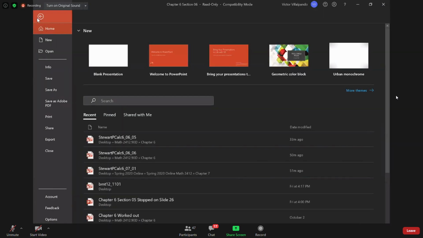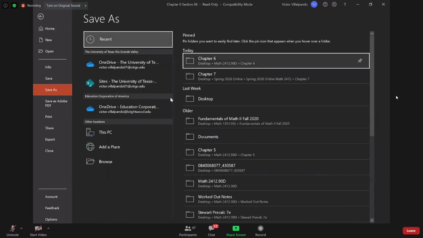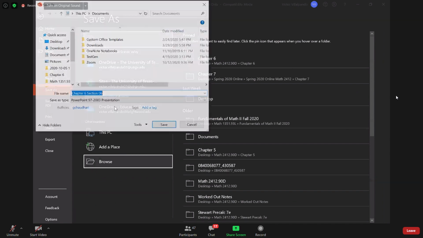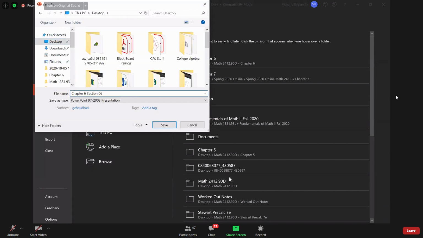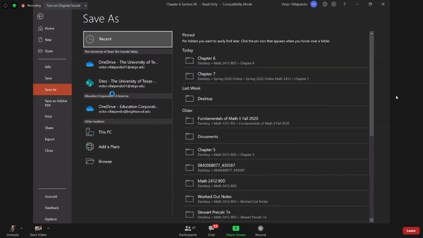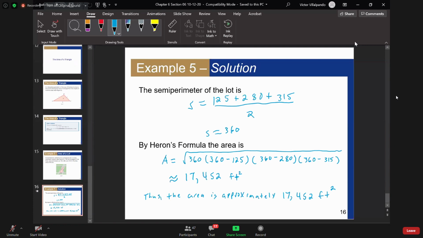So let me go ahead and save this file. Go ahead and save this on the desktop, and we'll name it today's date, which is the 12. Perfect. All right. So 7-1.